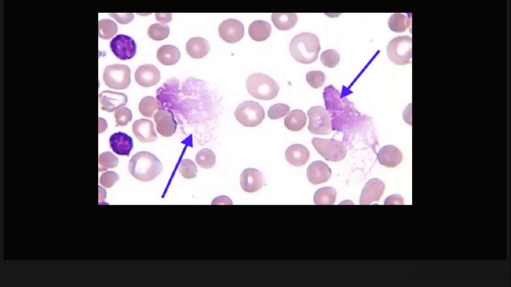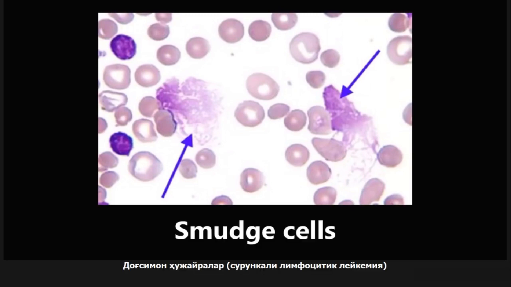In this next image, the arrows are pointing to smudge cells, and the condition associated with that is chronic lymphocytic leukemia, CLL. According to Pathoma, the way that he likes to go about it is CLL stands for crushed little lymphocytes, and it looks like somebody put their thumb and just smudged or crushed these. So just know how it looks, make the association of smudge cells with chronic lymphocytic leukemia.